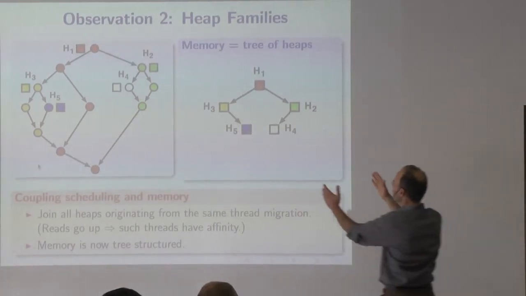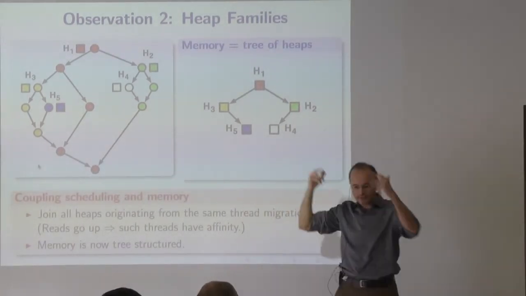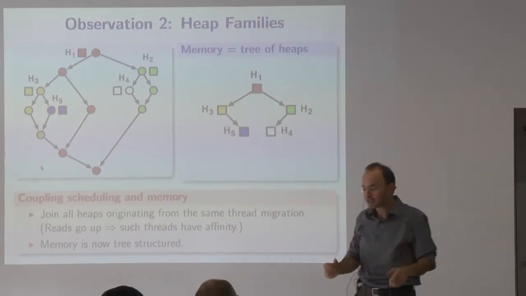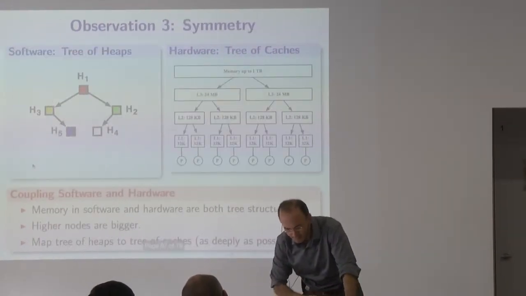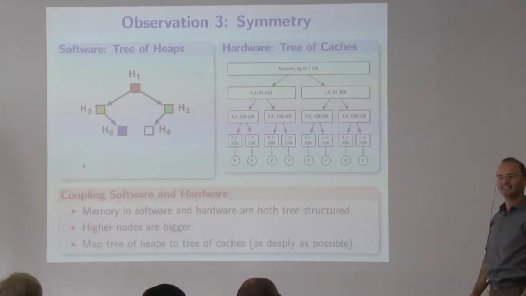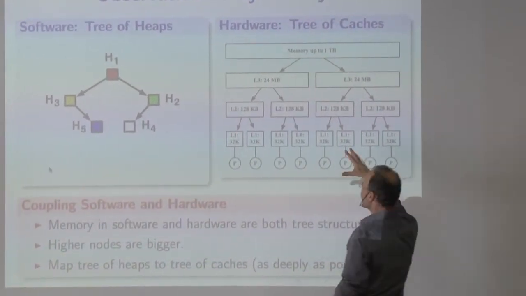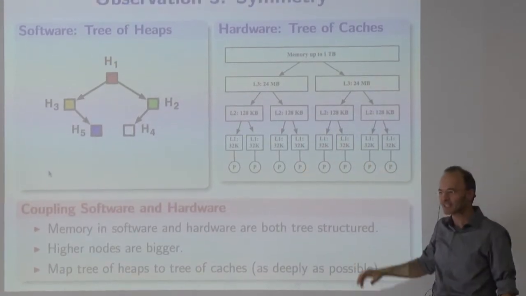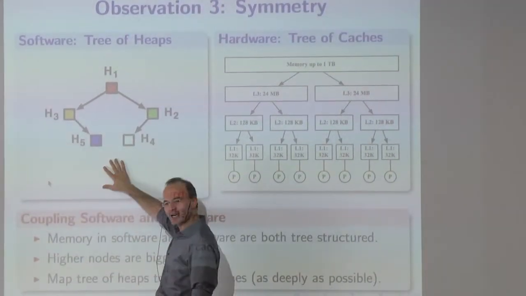Okay, so we get a tree of heaps instead of a DAG of heaps. So memory is now tree structured. What's beautiful about this is that the hardware is tree structured. The memory hierarchy is tree structured. So now you can map this thing onto that thing.